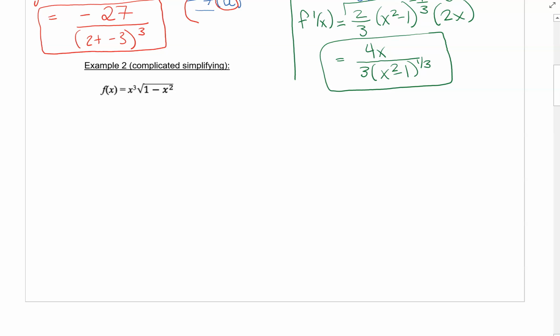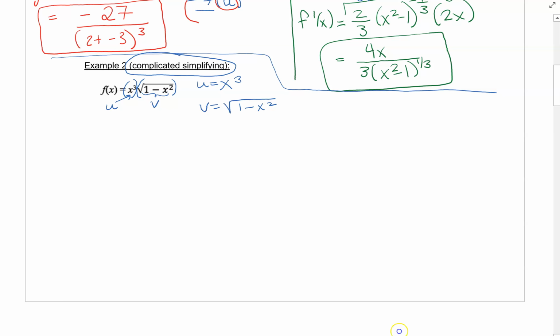The next thing I want to look at are 2 examples that require some complicated simplifying techniques at the end. Also, we're looking at combinations of product and quotient rule combined with chain rule. So let me first split this up as x cubed times the square root of 1 minus x squared. So I'm going to think of this as u and then this as v from the product rule. So u is x cubed and v is the square root of 1 minus x squared.